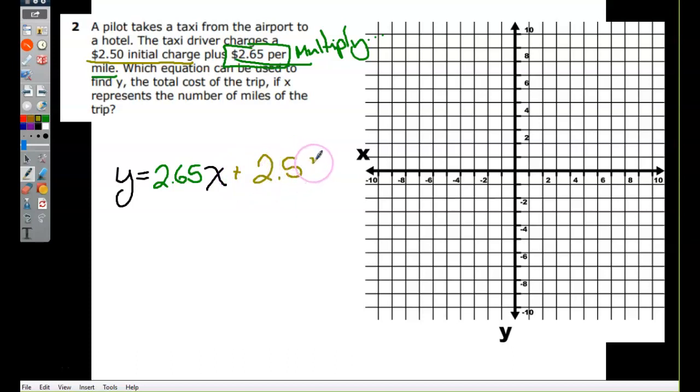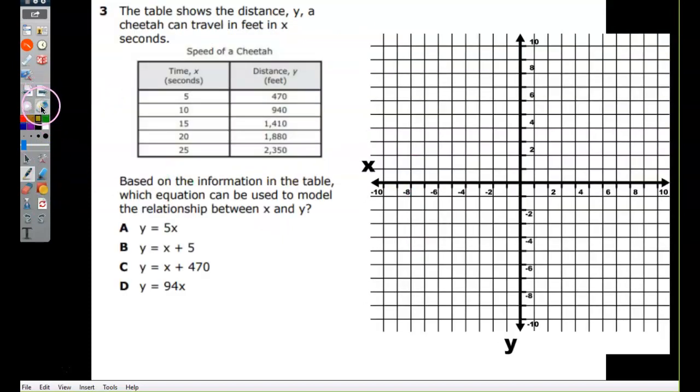Well, there's my equation: 2.65x plus 2.50. Oh, but I bet you the test is going to do something tricky. 2.5 and 2.50 are the exact same thing. So if you saw 2.5, that's the same number, right? Cool. Let's look and see if we can get to number 3.